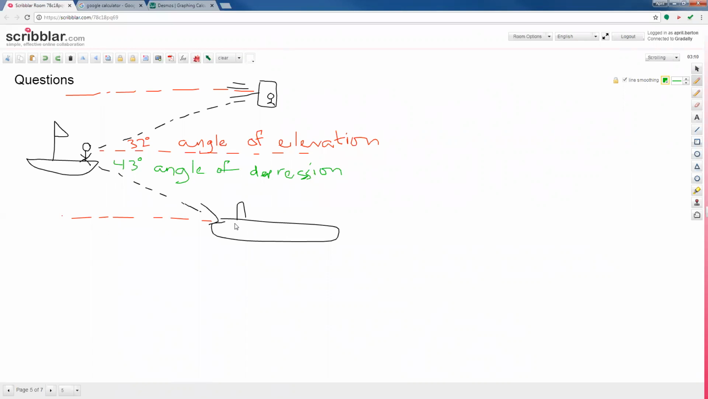If someone's on the submarine, they can only look up. From the submarine to the boat is only elevation. We'd have to add another element to the picture. Maybe we have a whale down here. Yeah, this is going to be a really crappy whale. There's my whale. It kind of looks like an airplane. So you could say, now we have an angle of depression because they could look down at the other object.